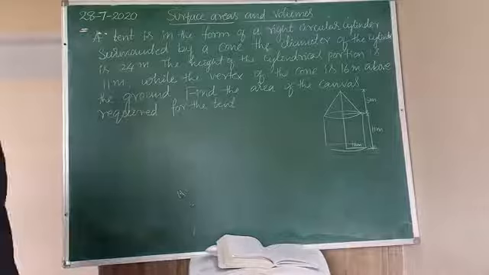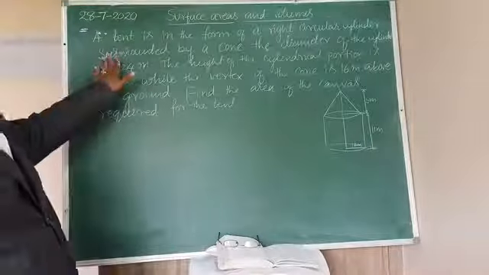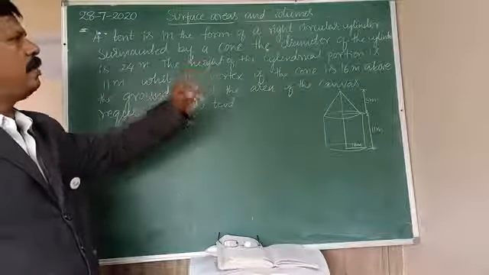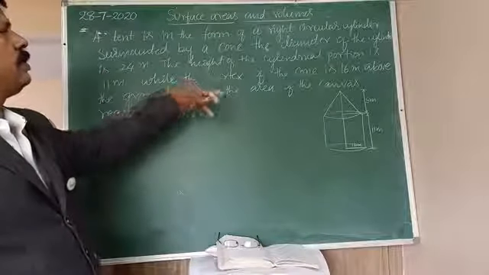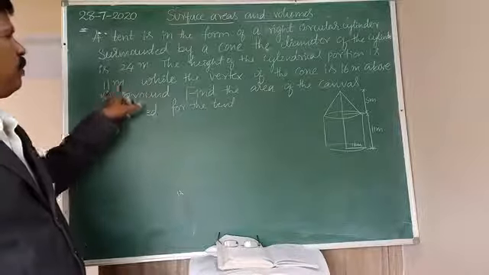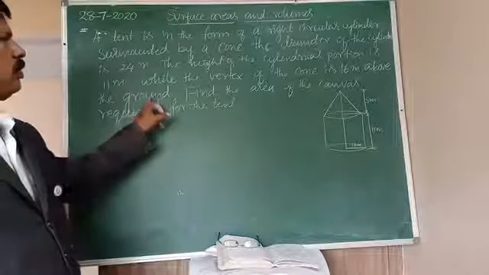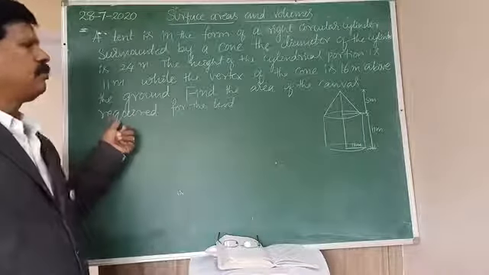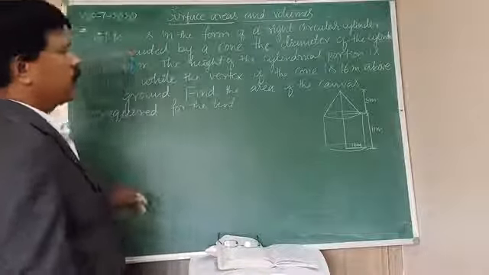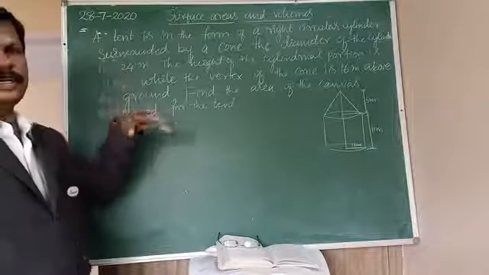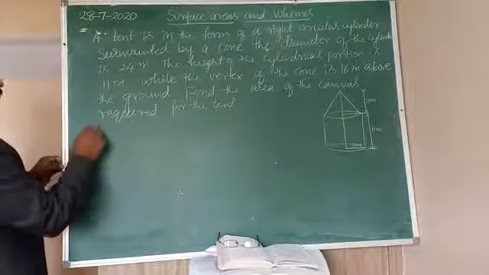Now the next: the tent is in the form of a right circular cylinder surmounted by a cone. The diameter of the cylinder is 24 meter. The height of the cylindrical portion is 11 meter, while the vertex of the cone is 16 meter above the ground. Find the area of the canvas required for the tent. Okay, here the same problem you will see in the 10th standard also. So learn here itself.